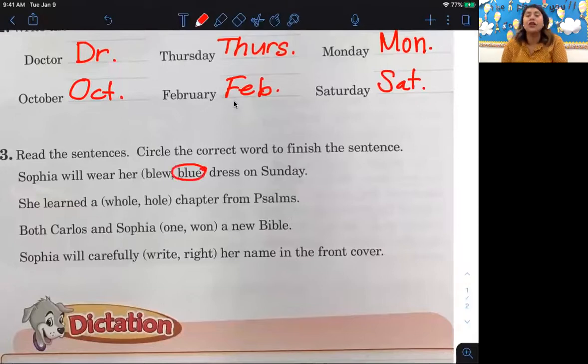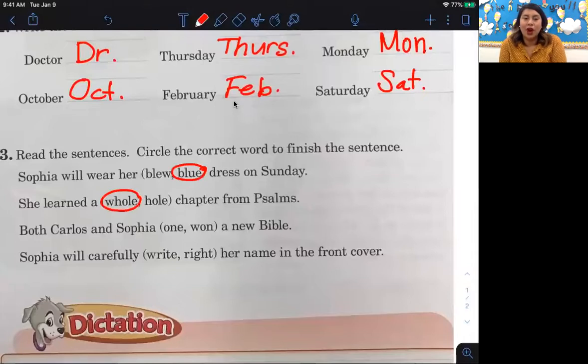Blue like the color. She learned a whole chapter from Psalms. That's a book in the Bible. It's a very long book in the Bible. Let's see, whole or like a hole in the ground? Like whole, complete, or a hole in the ground? If you said W-H-O-L-E, you're right. Circle that. If you didn't, that's okay. Just circle it with us.